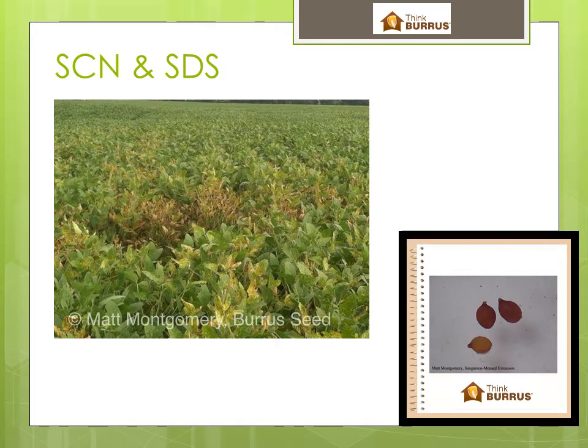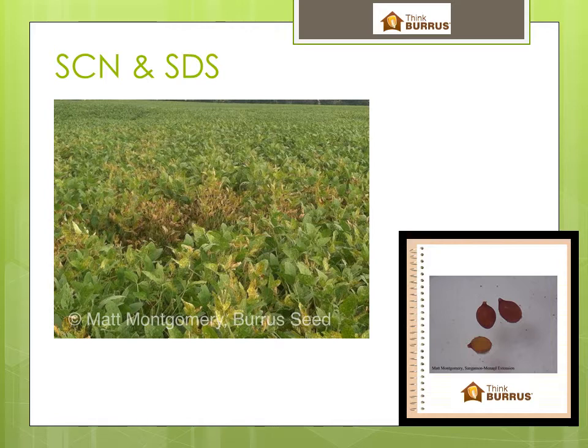Sometimes we also see a relationship with sudden death syndrome. Now, it is important for me to stress here that SDS and soybean cyst nematode can go together. They often do go together, but they don't always go together. For instance, I recently ran a cyst nematode analysis on a field that seems to have been hit pretty hard by SDS, and we had really low counts for soybean cyst nematode, and in one case, no counts of soybean cyst nematode. They oftentimes do go together, but they do not always go together.